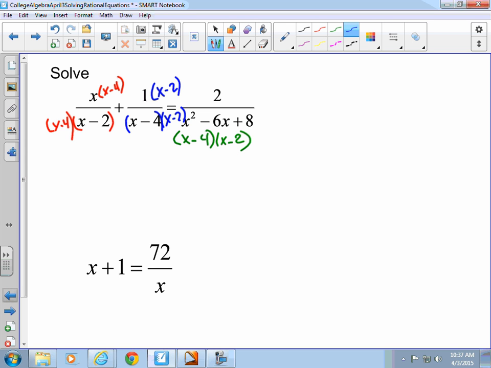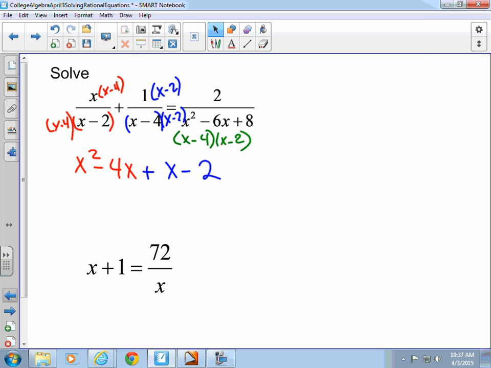Okay, split the bottom factors out, because we're going to ignore them in a little bit anyway. So I get x squared minus 4x plus x minus 2 equals 2. Where did the denominators go? I ignored them, right? Because I can do that now because they're all the same.